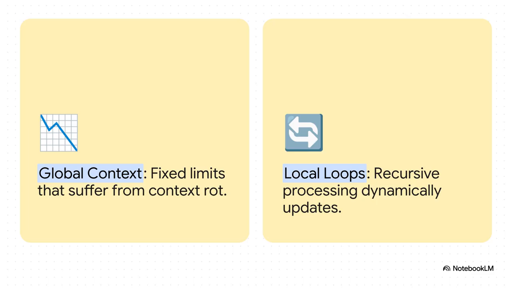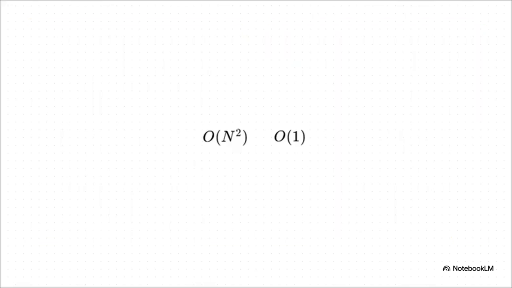RLMs fix this by replacing it with local, iterative, agentic loops. They redefine context not as a static, dead block of text, but as a dynamic, interactive environment. The mathematical implications of this shift are honestly staggering. By moving from a static global context window to this interactive recursion, the model dramatically reduces its complexity burden. It goes from an exponential nightmare, big O of n squared, straight down to a constant size of big O of 1.